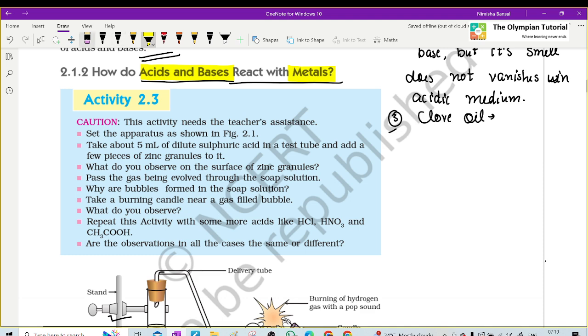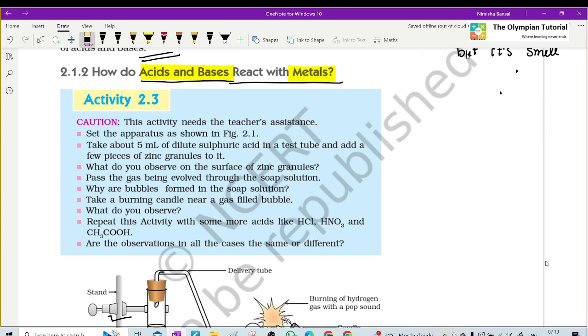So, before starting this topic, can you explain what are metals? I know their properties, but how do I define? No problem. You let me know about properties. Metals are ductile, malleable and sonorous. They can conduct electricity. Very good.